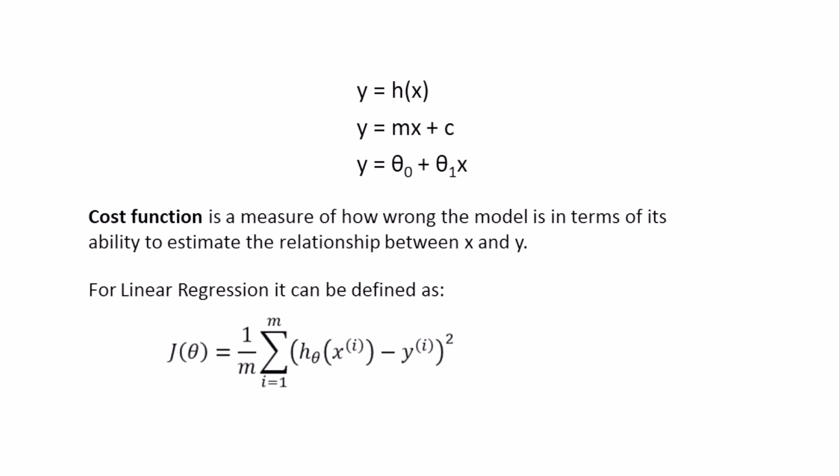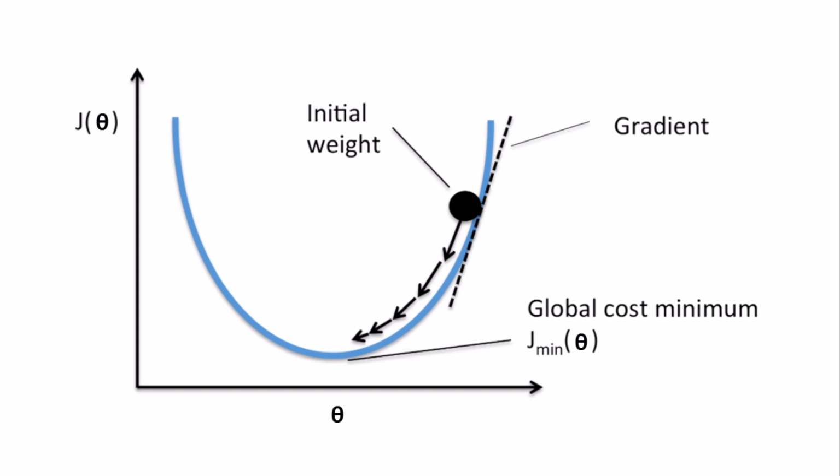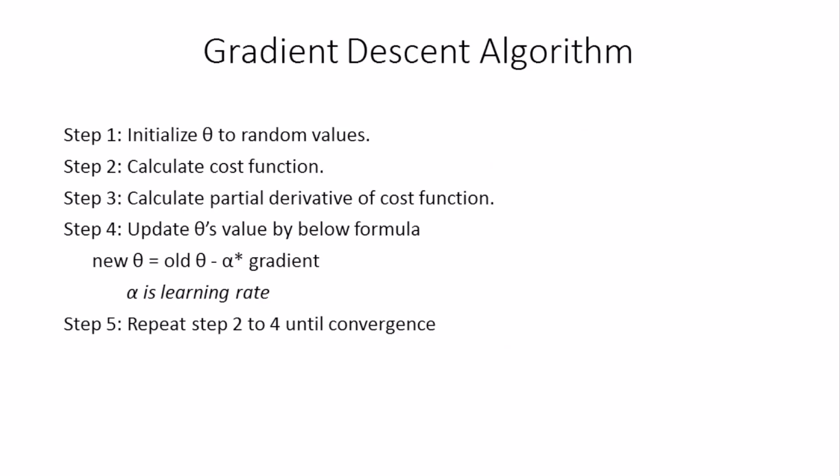Now we have to reduce J of theta by changing theta until we end up at the minimum. In this graph, cost function is plotted on the y-axis and theta on the x-axis. We have to minimize J of theta, for which we are going to use gradient descent algorithm. Gradient descent algorithm is about gradually descending the error. Let's see the steps.